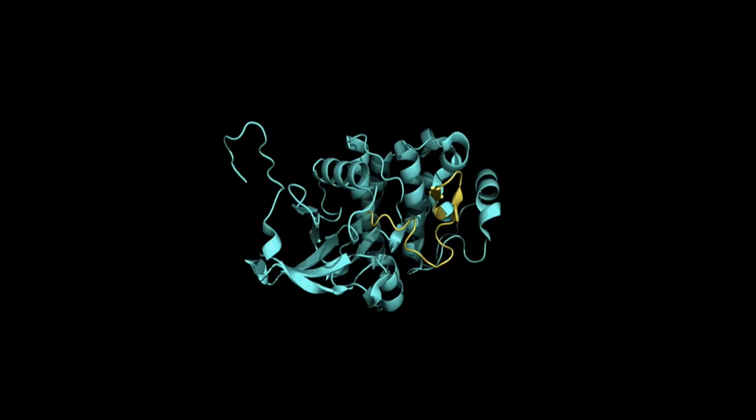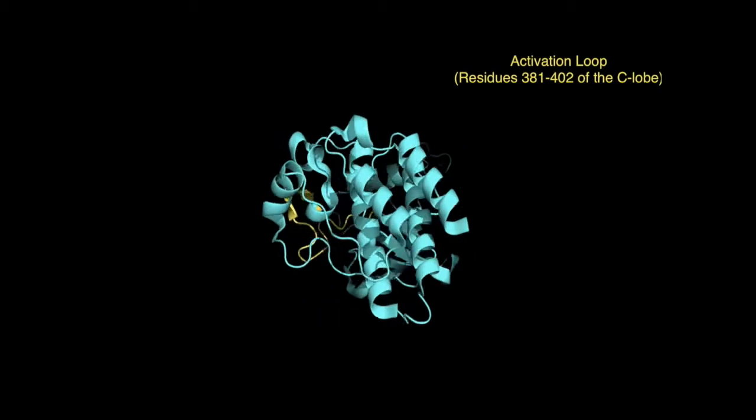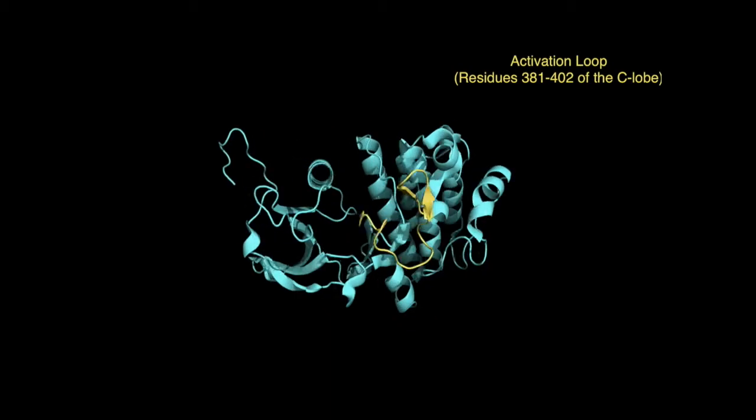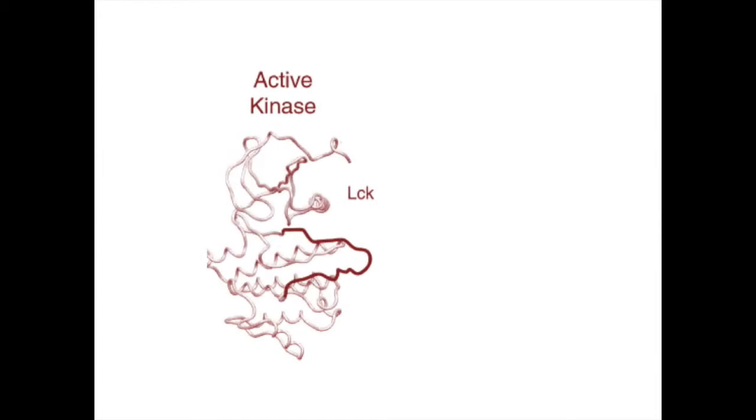Whether the kinase is in the activated or deactivated state is determined by the conformation of the activation loop, or A loop, comprised of residues 381 to 402 of the C lobe. In its active conformation, the A loop is open because it swings away from the catalytic center, making the kinase available for activation by phosphorylation. In the case of ABL, tyrosine 393 is phosphorylated and allows substrate binding.